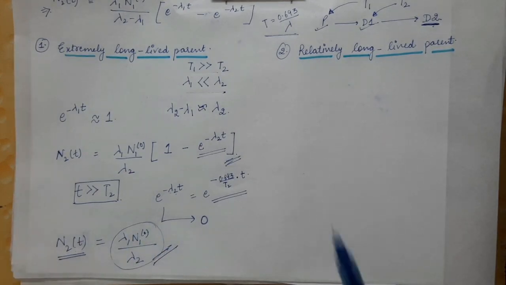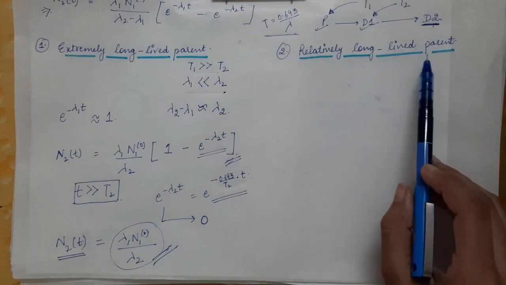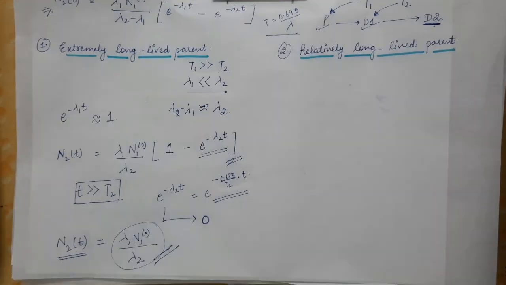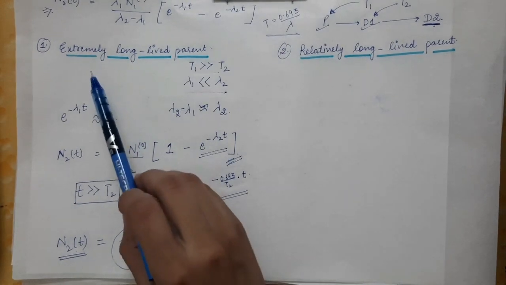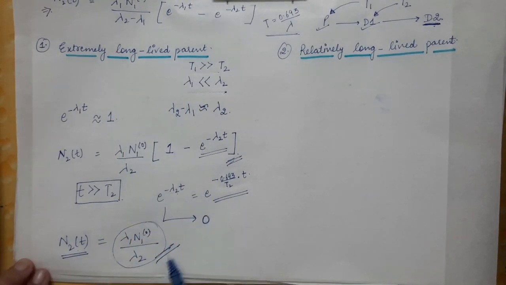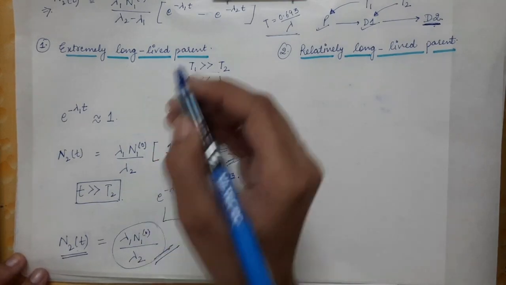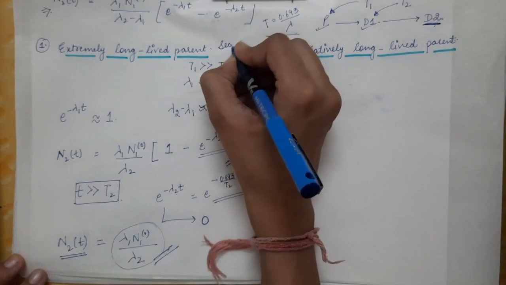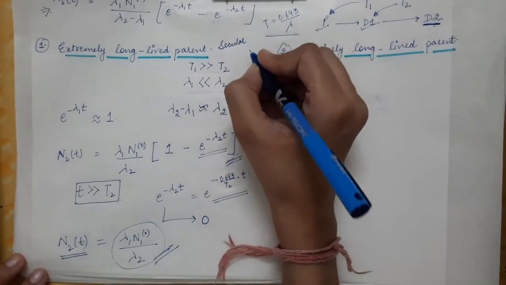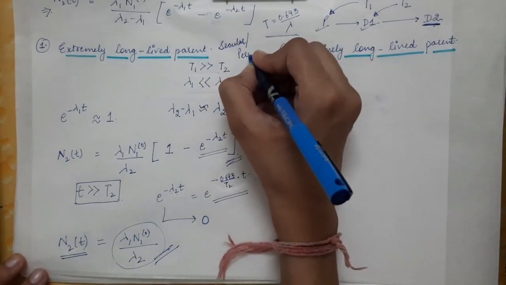So the next case is that of a relatively long lived parent. And one more thing: in this first case, we have reached a constant value. This is called the state of equilibrium, and this state of equilibrium is called secular equilibrium or permanent equilibrium.